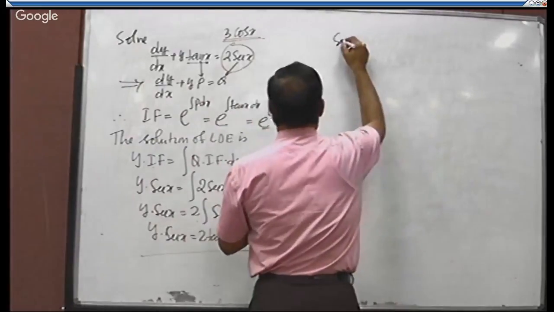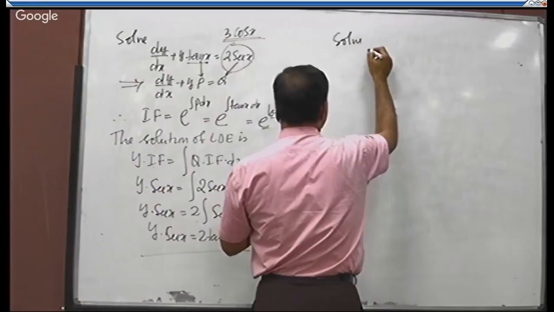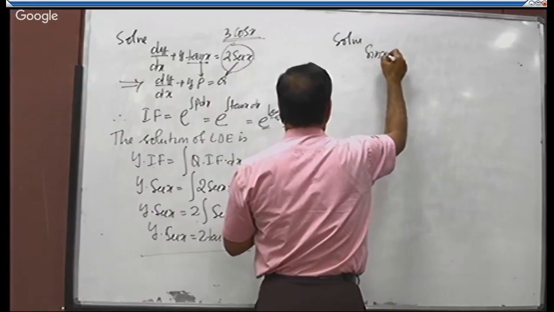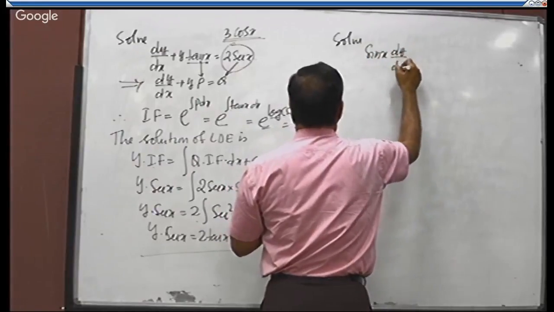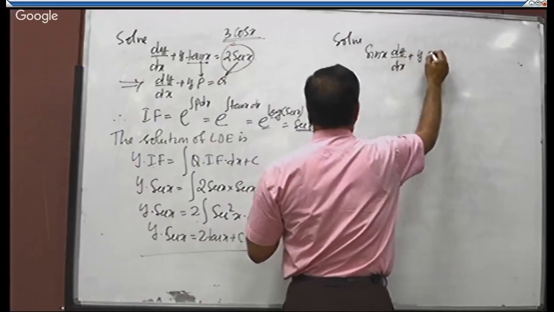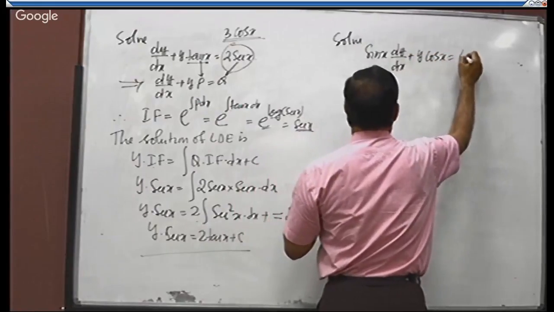See this. Solve sin x into dy by dx plus y into cos x is equal to 4.